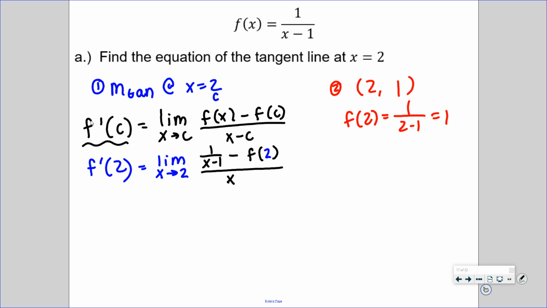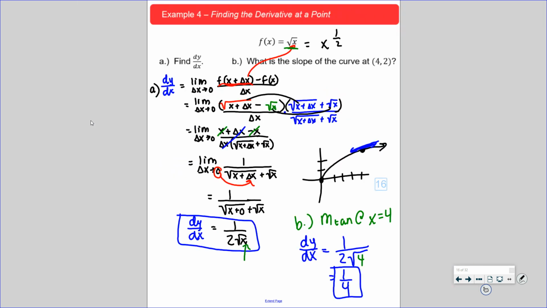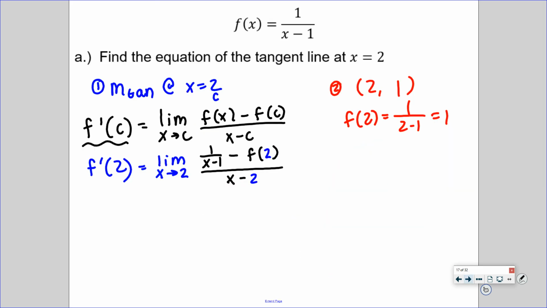All over x minus c, which is 2. All right, here, we know what f of 2 is. We found that over here. F of 2 is 1, so it's basically asking you for the output. So we know that's 1. I'm just going to write that up here.